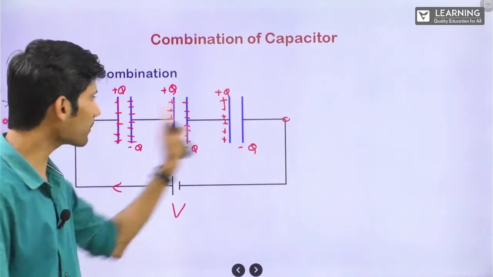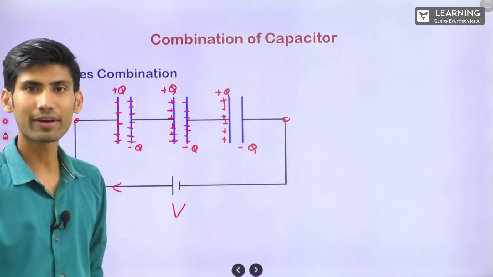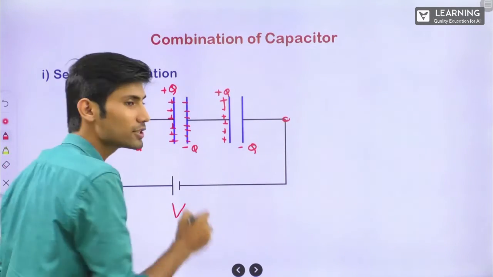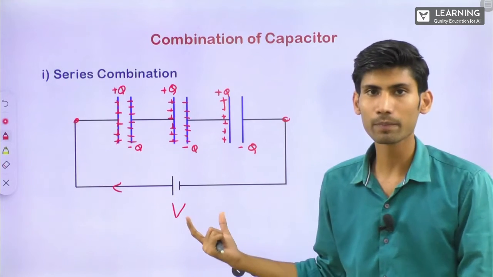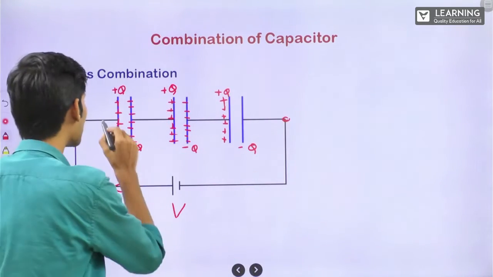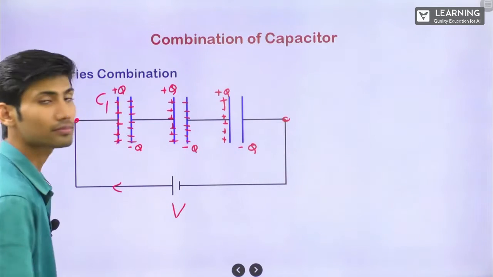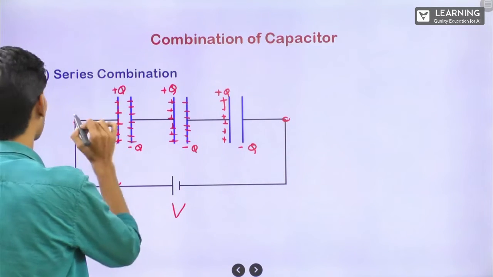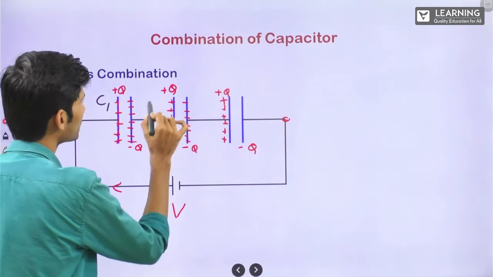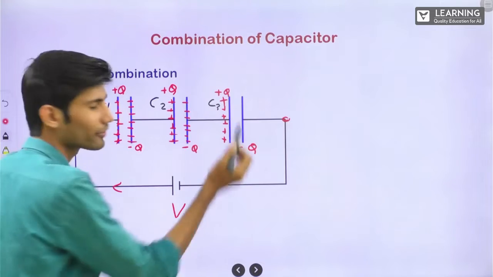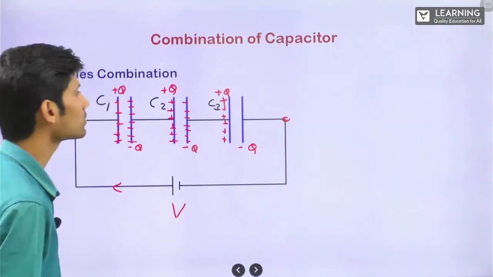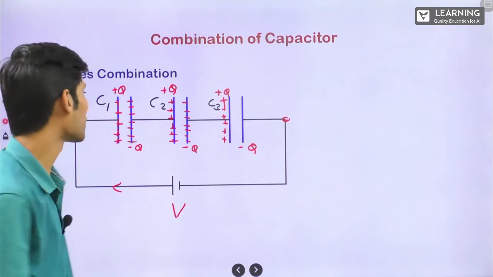Okay. So what is same? Charge. What will be different? Potential. Here across these two terminals the potential is V because the battery is providing V. Now across these capacitors the potential will be different. Let's say this is capacitor with capacitance C1, this is C2, this is C3. I should have named before only, right? Now this C1 capacitor is having Q charge, C2 is also having Q charge, C3 is also having Q charge.